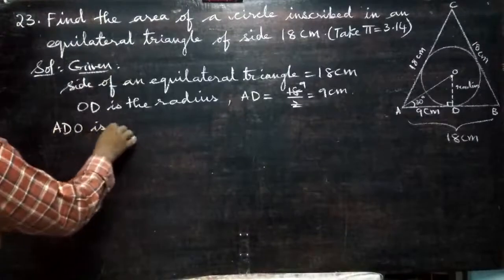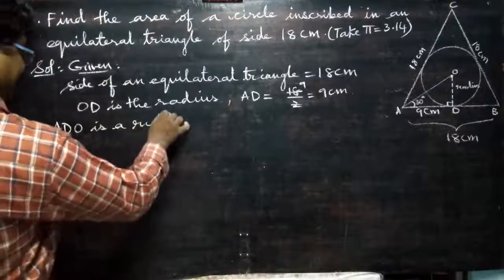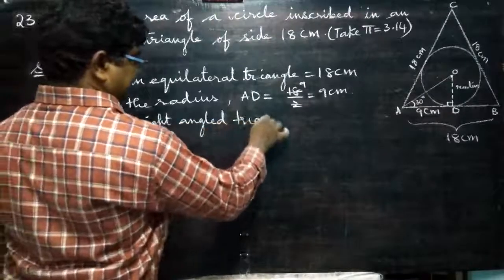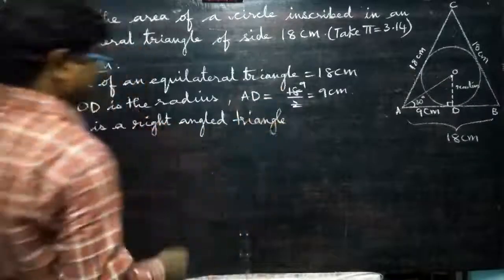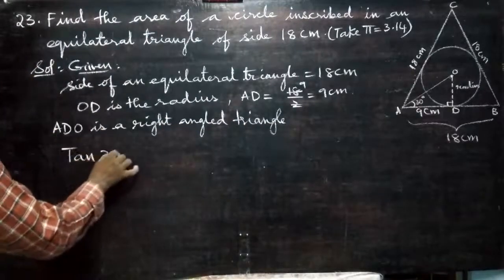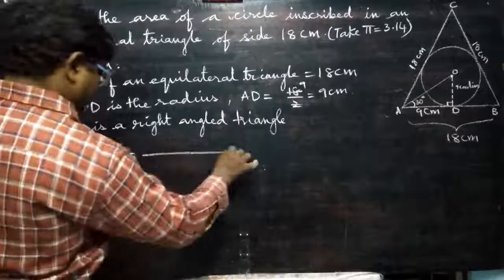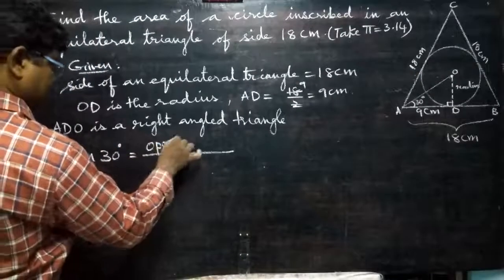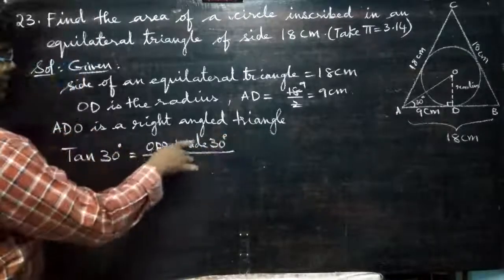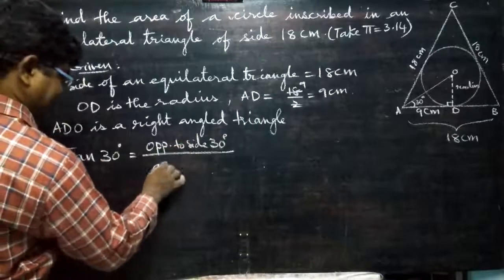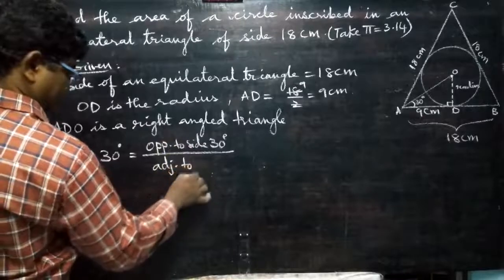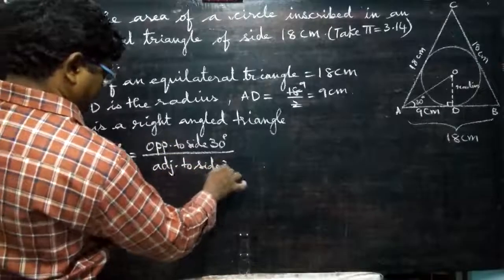Next, ADO is a right angled triangle. Now you are going to take tan 30 degrees. What is the meaning of that? Opposite to 30 degrees, some will say perpendicular also, by adjacent side to 30 degrees, which they will call the base. Anyway, you can pronounce it any way.